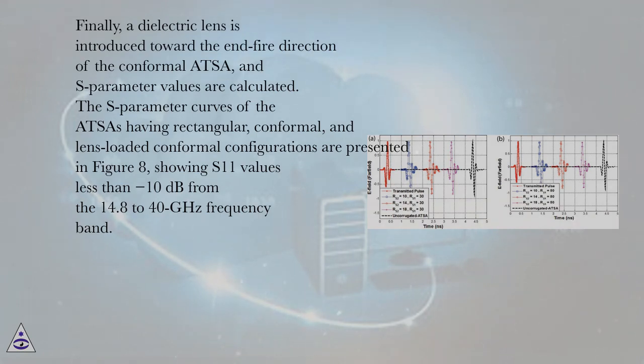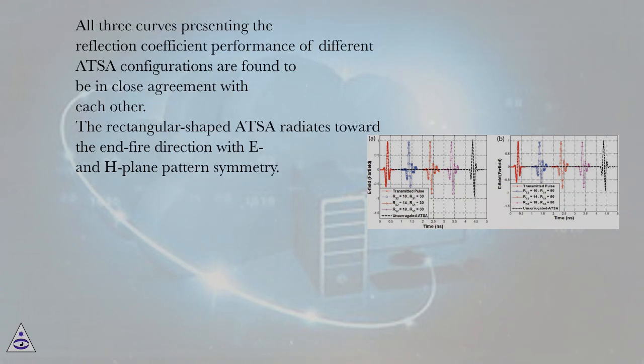The S-parameter curves of the ATSAs having rectangular, conformal, and lens-loaded conformal configurations are presented in Figure 8, showing S11 values less than -10 dB from the 14.8 to 40 GHz frequency band. All three curves presenting the reflection coefficient performance of different ATSA configurations are found to be in close agreement with each other. The rectangular-shaped ATSA radiates toward the end-fire direction with E and H plane pattern symmetry.